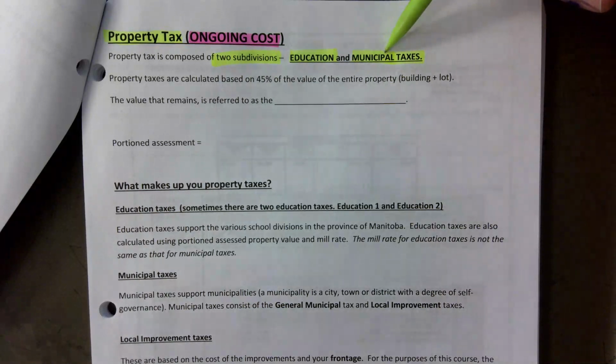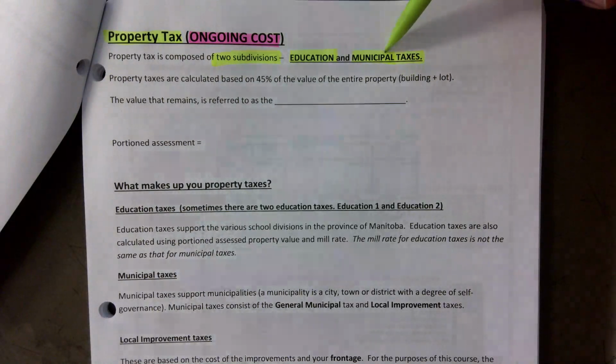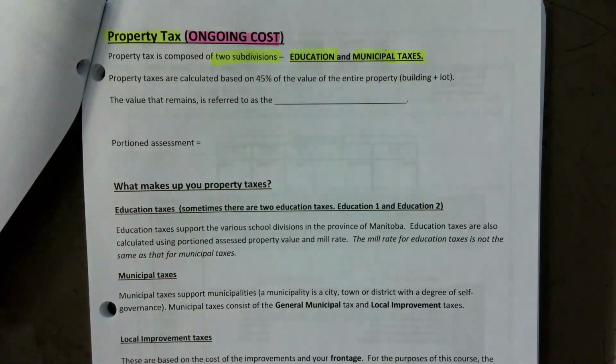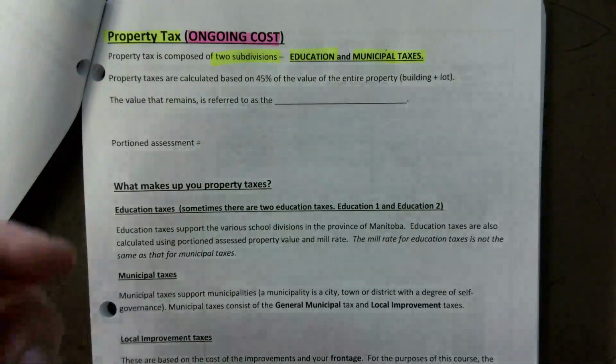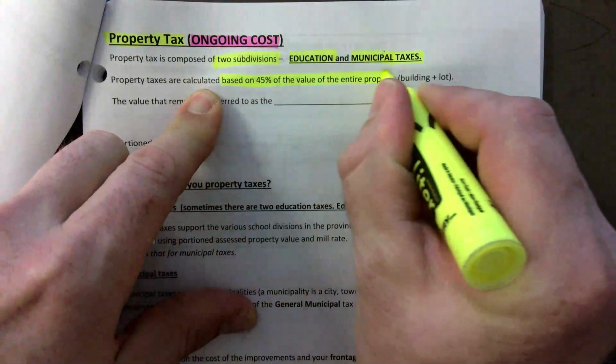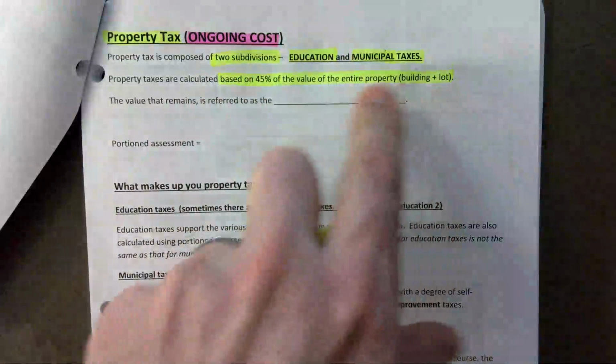streets, rebuilding streets, sidewalks, maintaining, grass cutting, snow removal, pot patching, right? The potholes, all of that, garbage removal, waste removal, all of that is part of that. And then some parks, like when they redid this park here, that is all coming from property taxes, right? They're calculated based on 45% of the entire property value. That's the building and the lot.